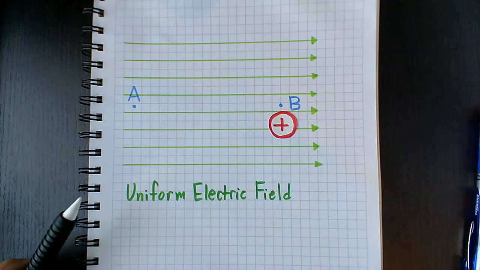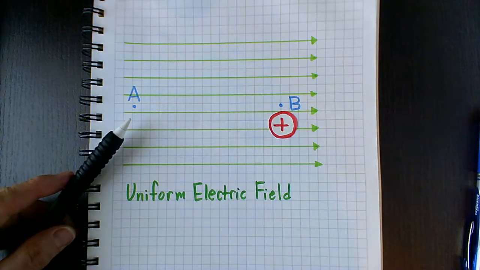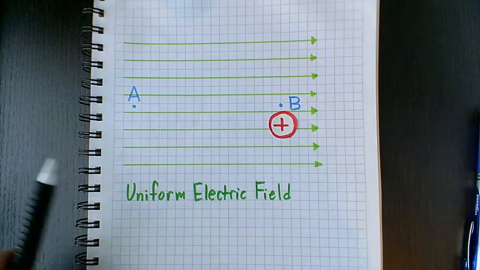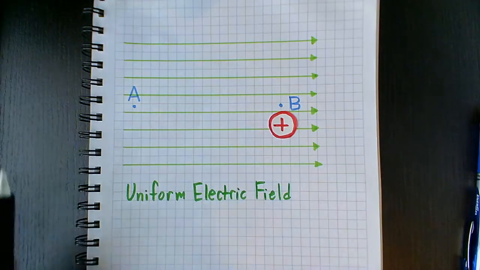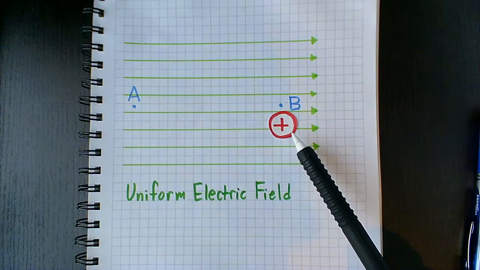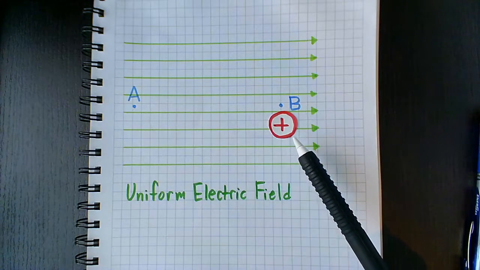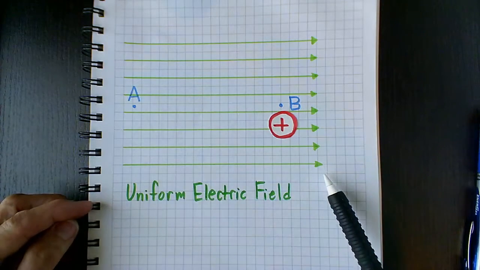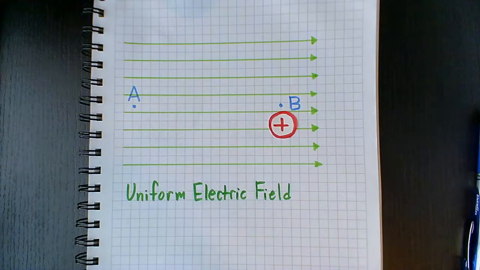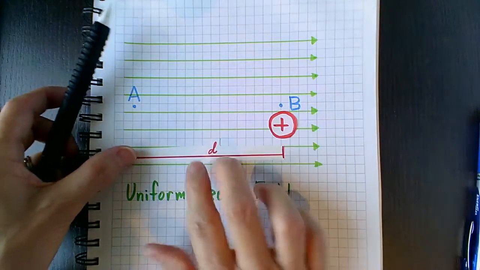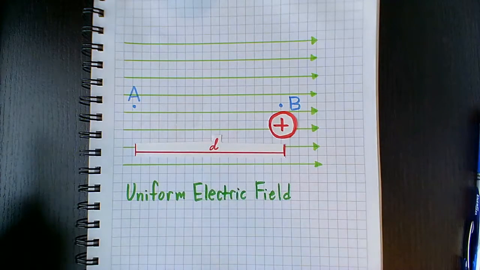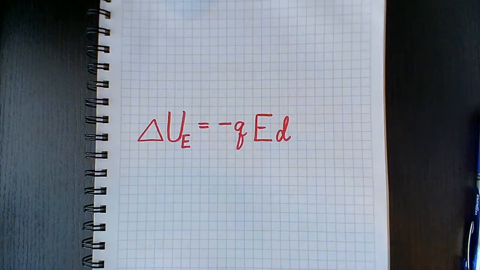There's a change in the electric potential energy associated with the charge's new position after it moved from A to B. The change in potential energy depends on the charge itself, its magnitude, and also, of course, its sign. It also depends on the field strength, the strength of the uniform electric field, and it also depends on the displacement. So if I put this displacement marker here, how far it moved, the displacement. The change in the electric potential energy can be written as this equation here.